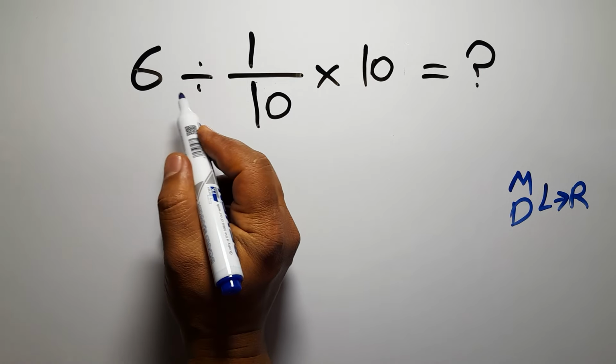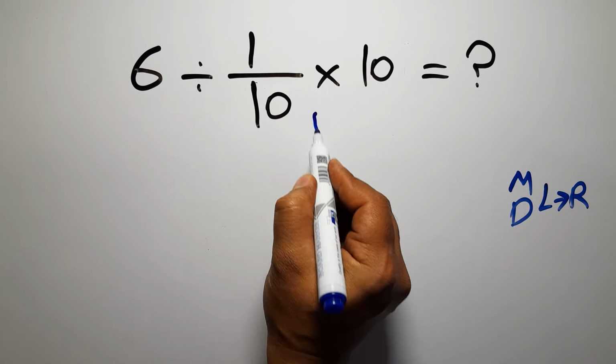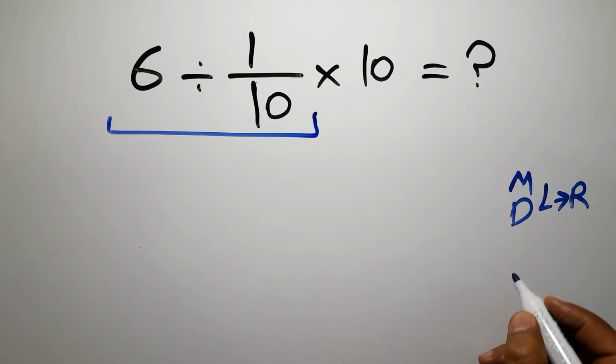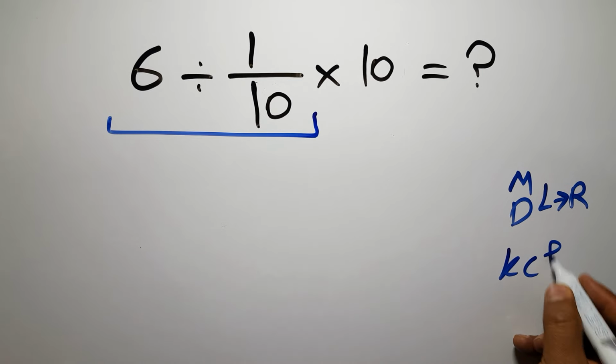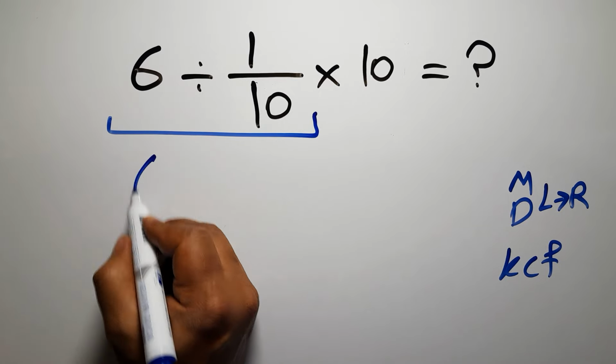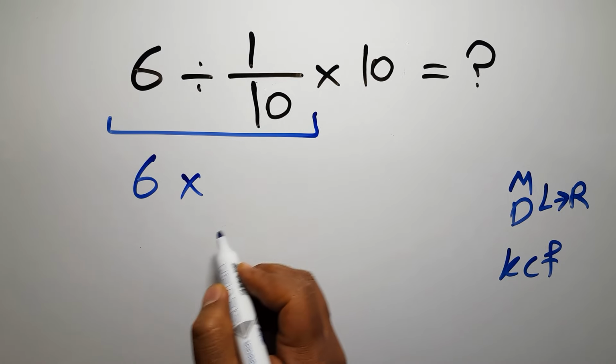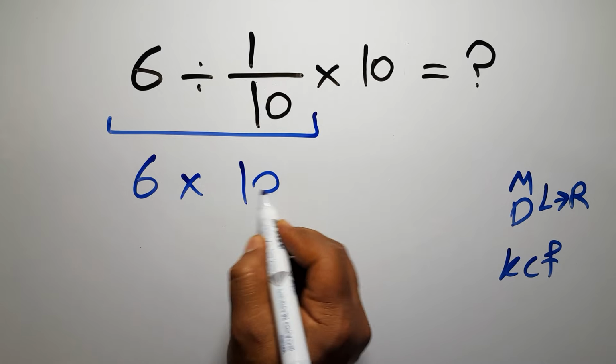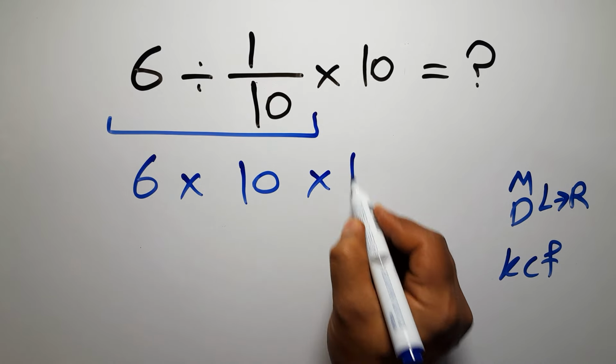So first this division, 6 divided by 1 over 10. According to the KCF rule, K stands for keep, C stands for change, and F stands for flip. We can write keep the first fraction, change division to multiplication, and flip the second fraction. And here we have times 10.